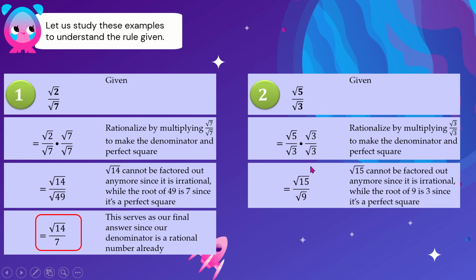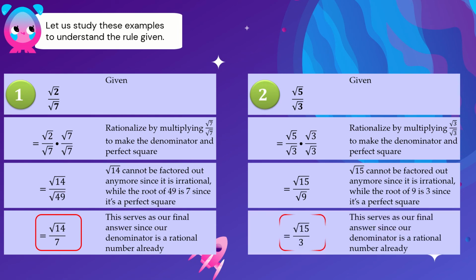Next, 5 times 3 is 15. Again, 15 cannot be factored out since it is irrational. The nearest perfect square is 16. So it is not possible. Well, square root of 3 times square root of 3 is square root of 9, and the square root of 9 is 3. So the answer is square root of 15 over 3.